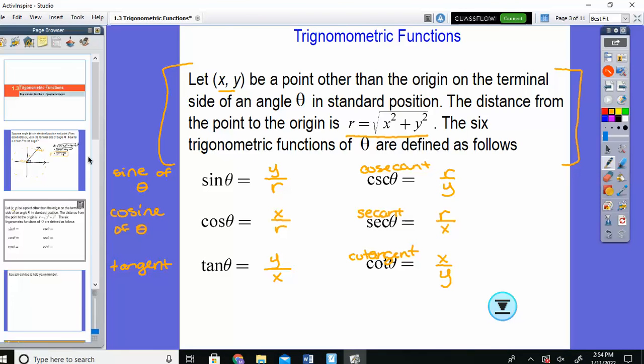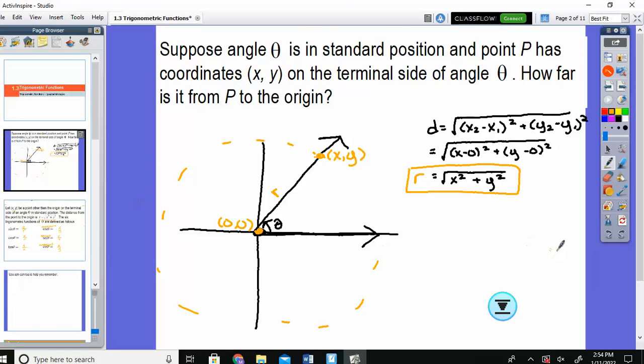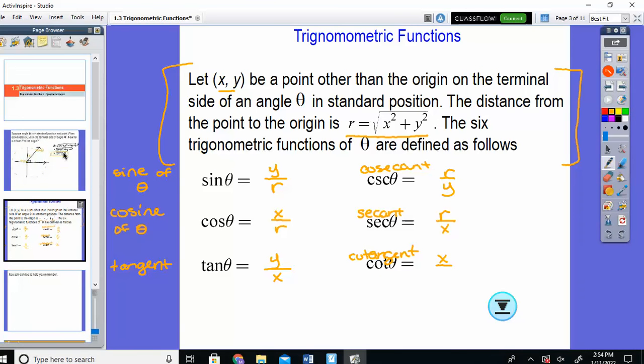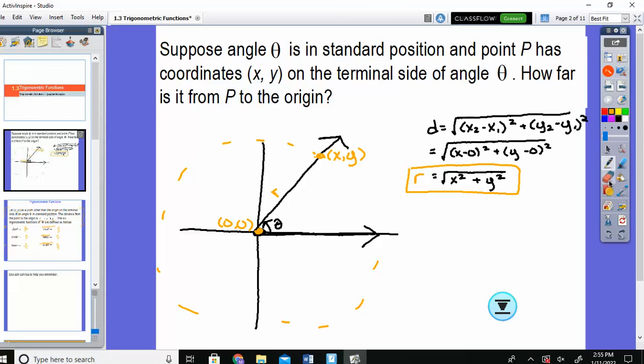In general, if we have this picture, it does not matter which point on the terminal side you pick when you find these ratios of trig functions. So if I wanted sine of theta, we'll talk more about this tomorrow, but we can think of it like a triangle. My horizontal distance is my x, my vertical distance is my y, so sine is y divided by r.